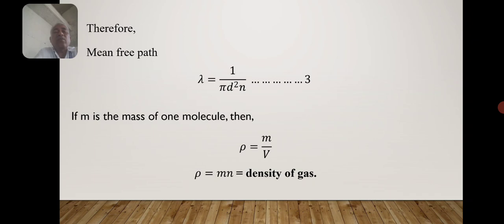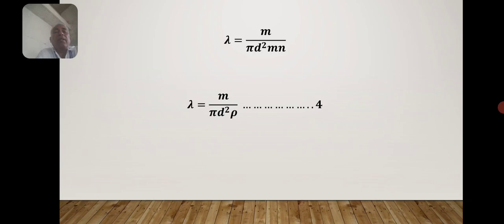If m is the mass of one molecule, then density is given by the equation rho equals m upon V. As 1 upon V equals n, therefore rho equals m into n, that is the density of the gas. Therefore lambda equals m upon pi d square into m n, where in this equation we will put m into n equals rho, that is the density. Therefore lambda equals m upon pi d square into rho. This is equation number 4.